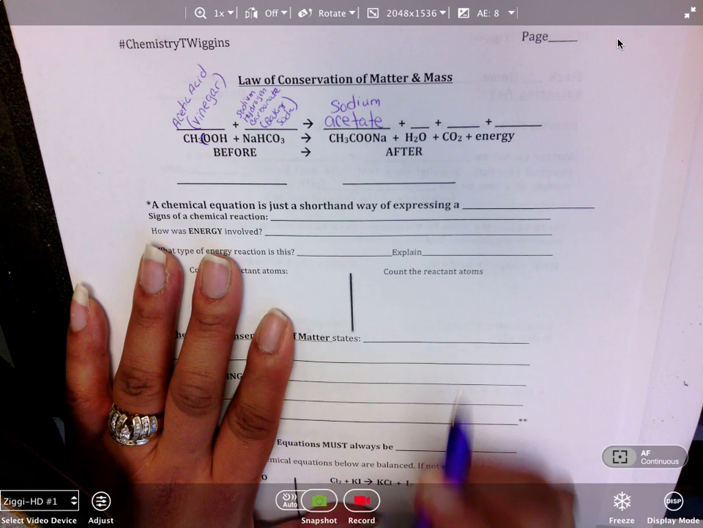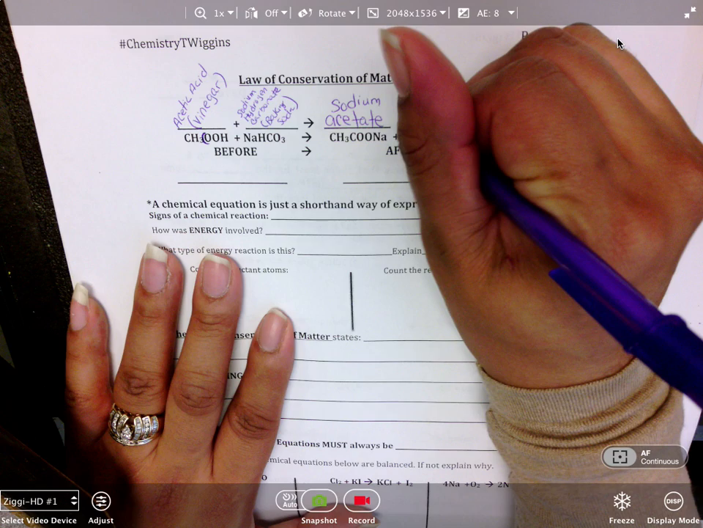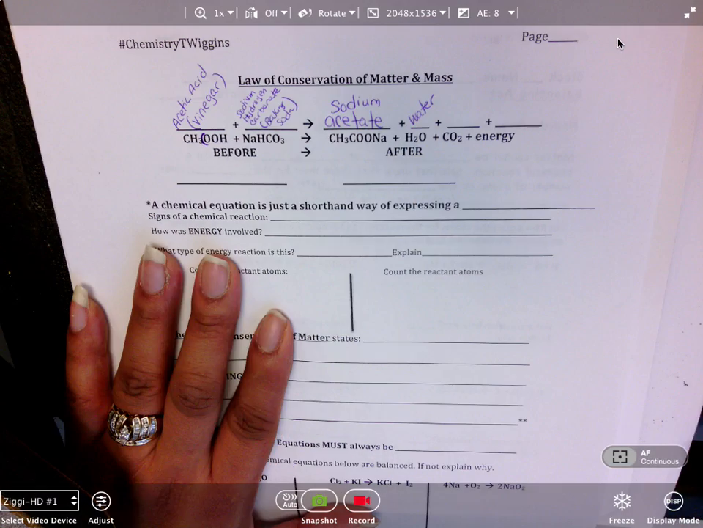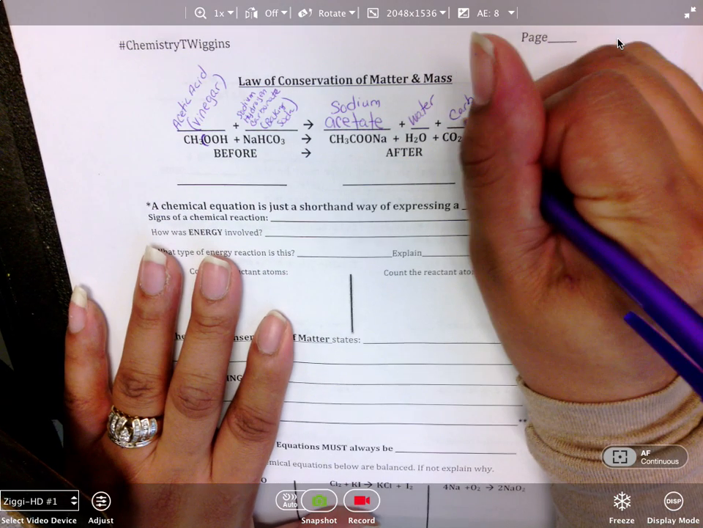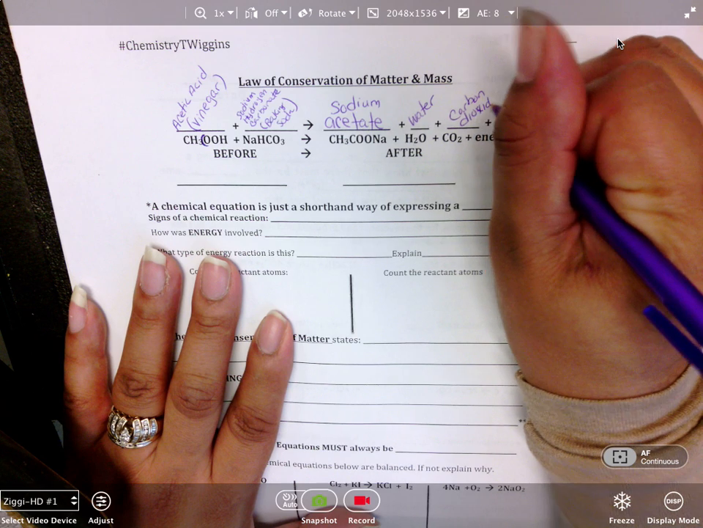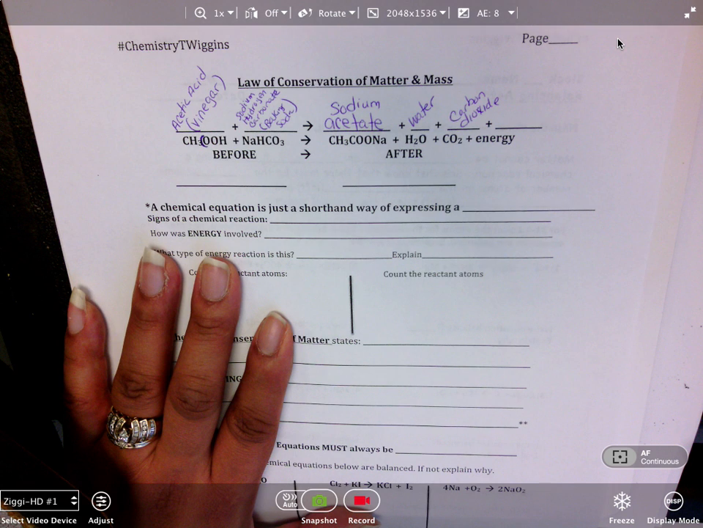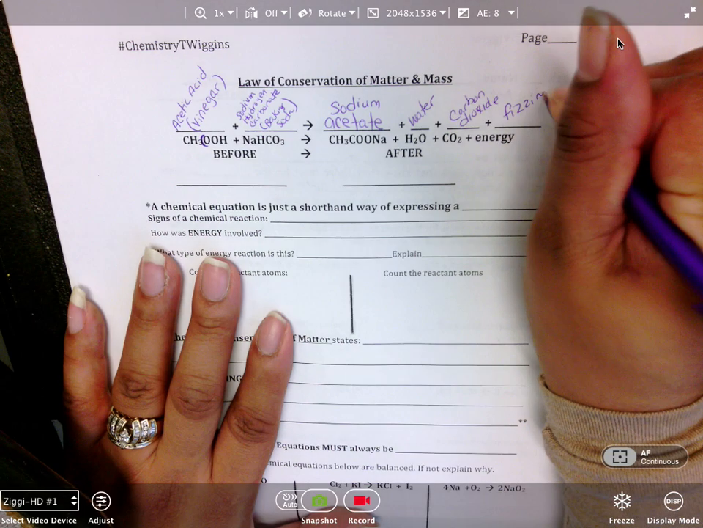You're also going to end up with H2O, which is water. So the liquid you'll have is water. You're going to end up with CO2, which is carbon dioxide. And energy is going to be there. What happens when you mix baking soda and water? What do you get? What do you hear? Fizzling. Fizzing. That's going to be your energy. You have some fizzing and some bubbling.